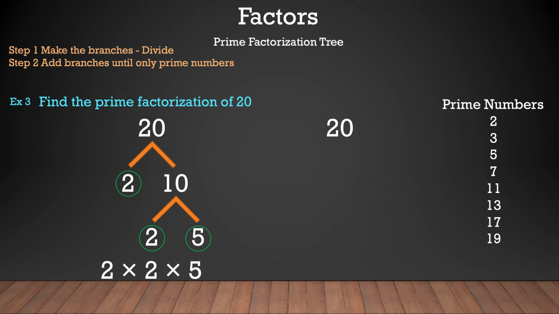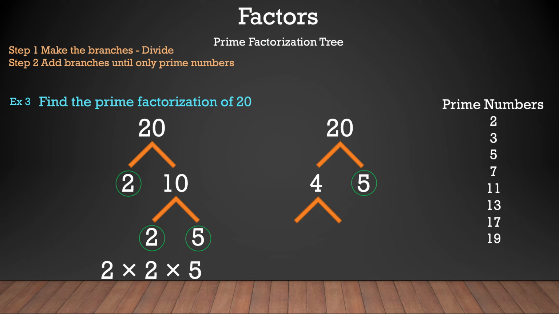Well, let's see what happens. Write down 20, add the branches. So instead of dividing by 2, we're going to divide by 4, and that gives us 5. Or you can realize that 4 and 5 are a factor pair of 20, because 4 times 5 is 20. Now let's go ahead and circle the primes, and there's only one, which is 5. So we're going to add the branches beneath the number 4 and continue.